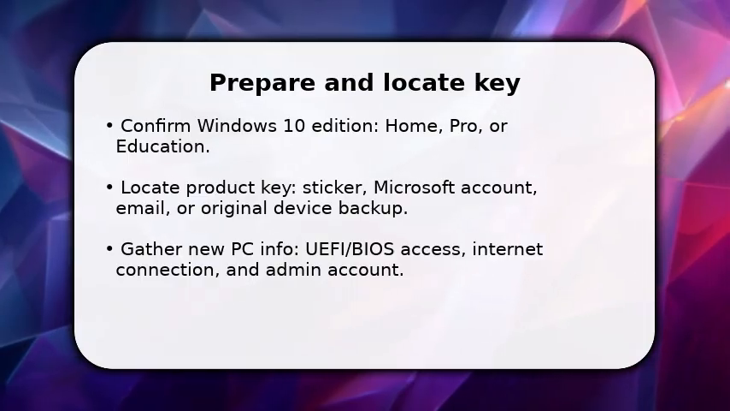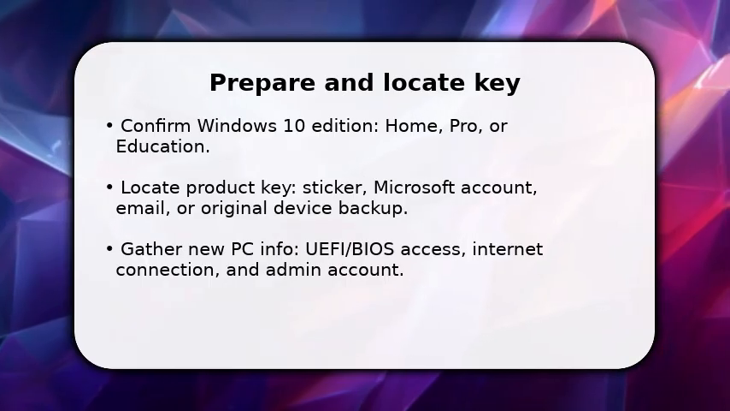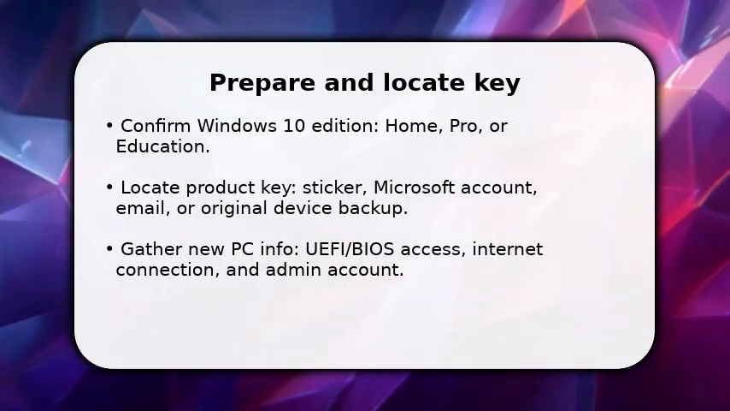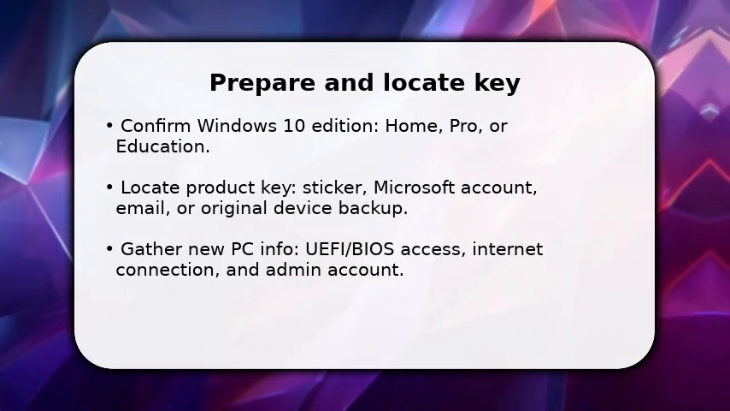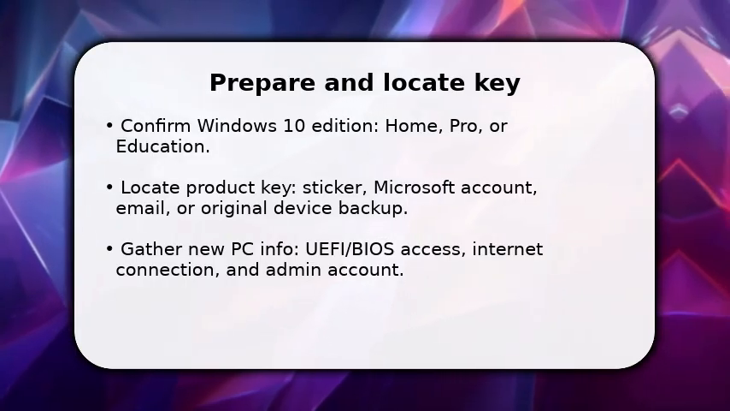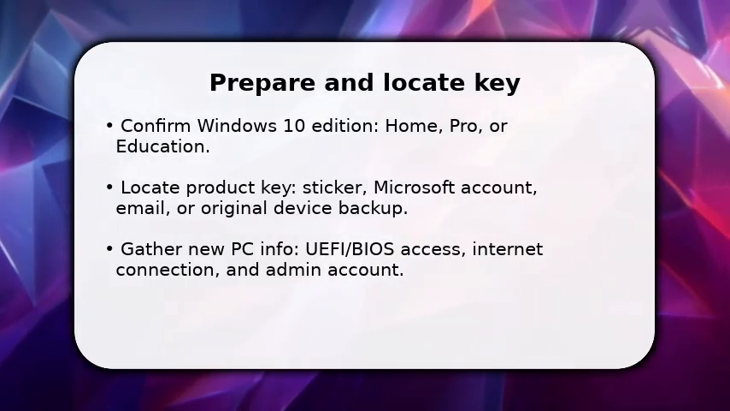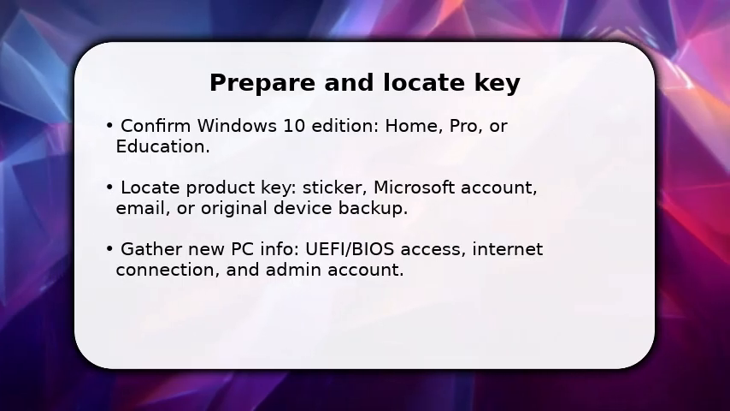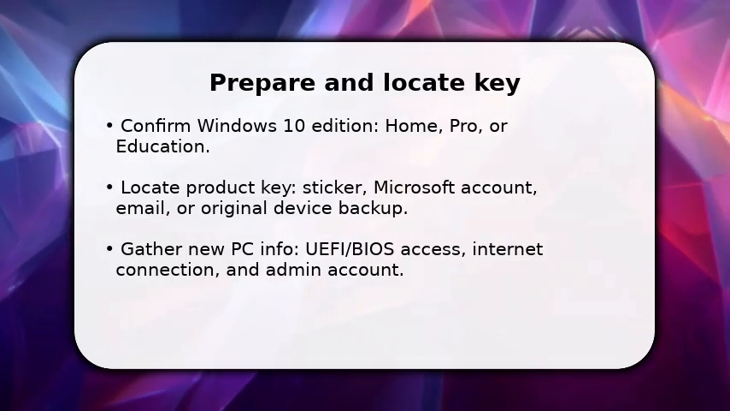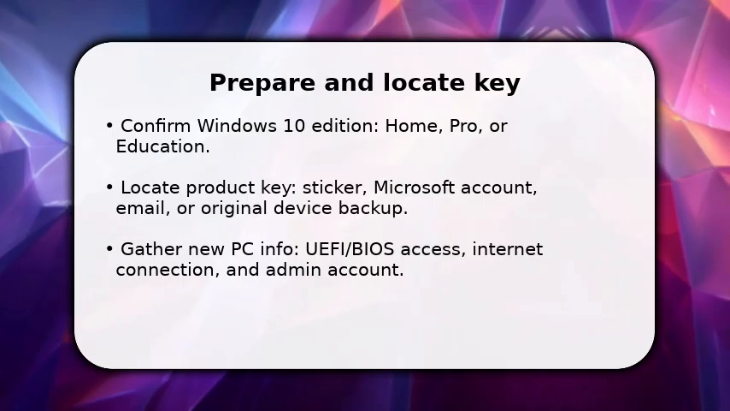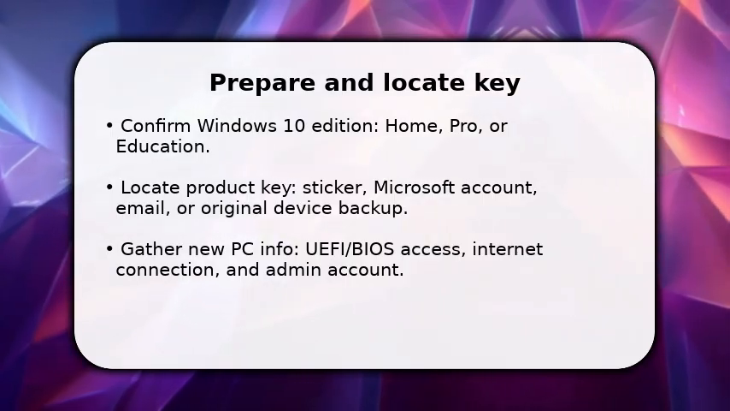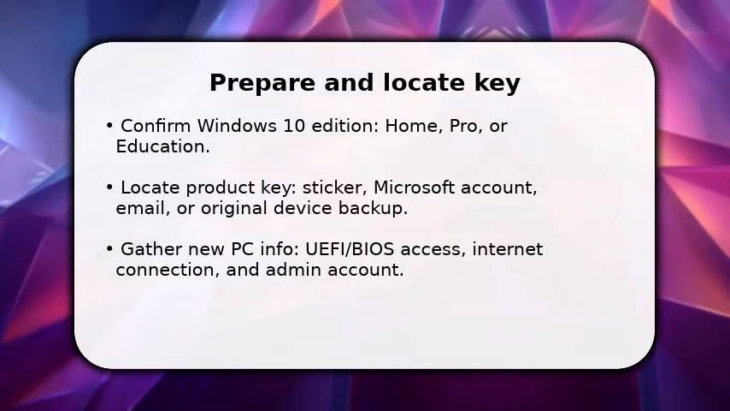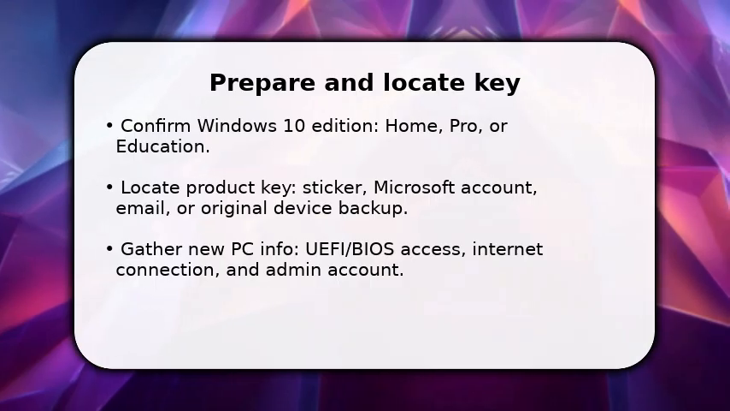You start by confirming the exact Windows 10 edition you own because keys are edition-specific, not universal. Once done, find that product key: check a sticker, your Microsoft account, an email receipt, or a backup from the old machine. Make sure the new PC has internet, an admin account, and you can access UEFI/BIOS if needed. These basics let you switch or enter a key cleanly.